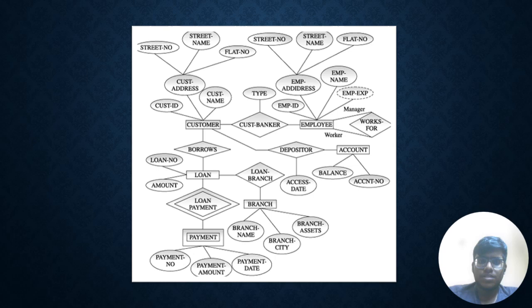Now this is the ER diagram for a bank, where we have the customer, the employee, the branch, the payment and the account as main sets, which are all linked with lines from relationship sets or entity sets.